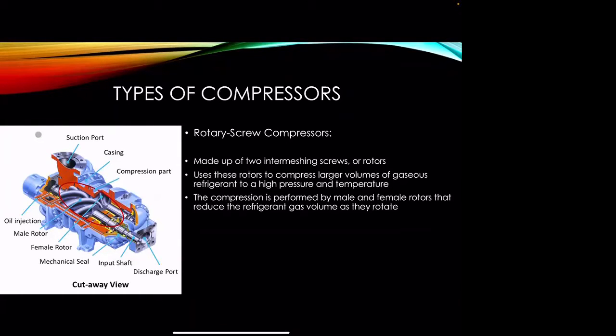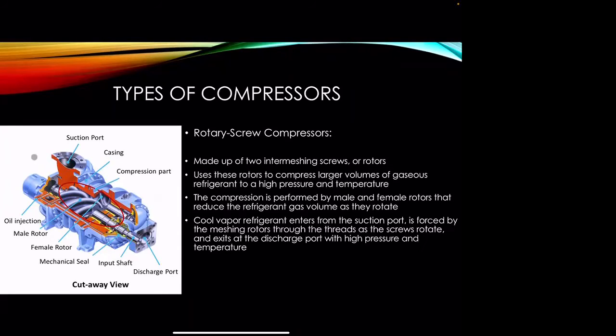The compression's performed by male and female rotors that reduce the refrigerant gas volume as they rotate. The cool vapor refrigerant then enters the suction port, is forced by the meshing rotors through the threads as the screws rotate, and exits at the discharge point with high pressure and high temperature. And these applications, again, are going to be commercial, industrial air conditioning and refrigeration systems of 20 to 750 tons.